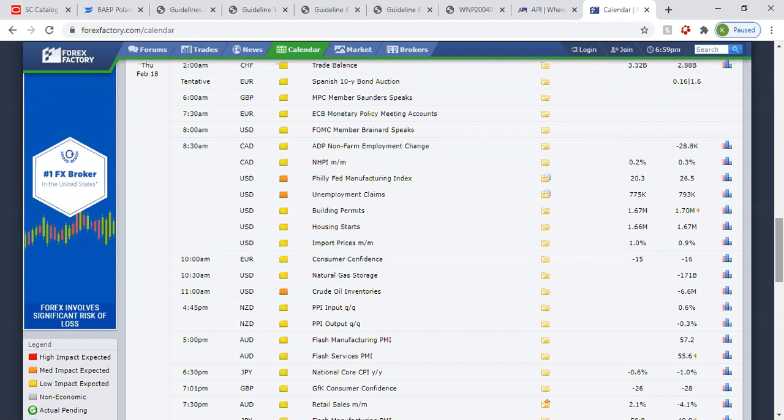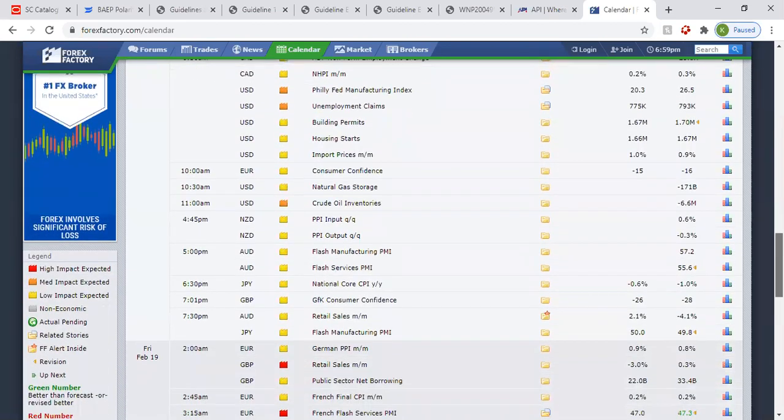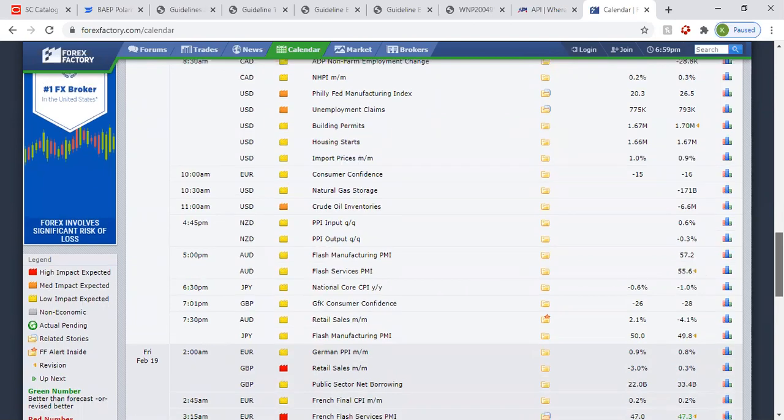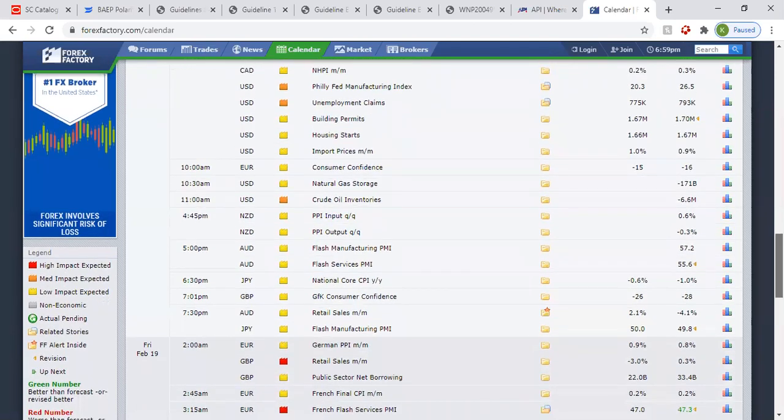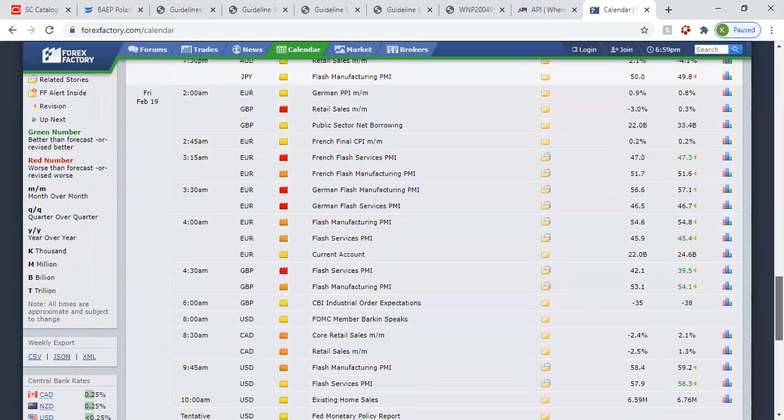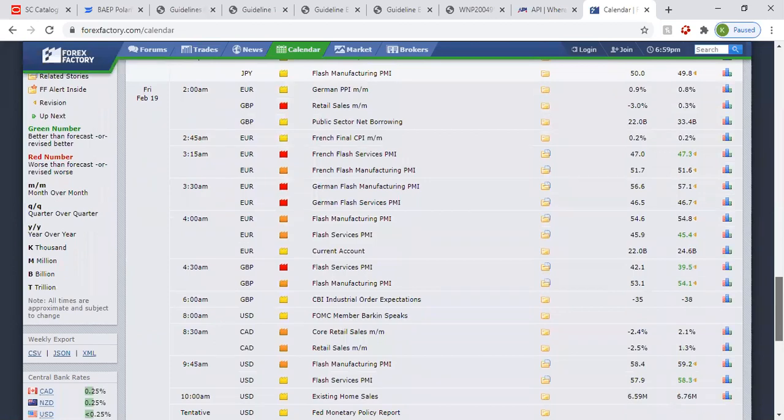Crude oil inventories. Oil is something I'm going to talk about once I get through with the Forex Factory calendar. But just know that I told you guys last week we were going to start looking at oil. And then Friday, we get a lot of services and manufacturing news from the EU. We also get services and manufacturing news from the GBP, and core retail sales from Canada, and retail sales from the GBP.